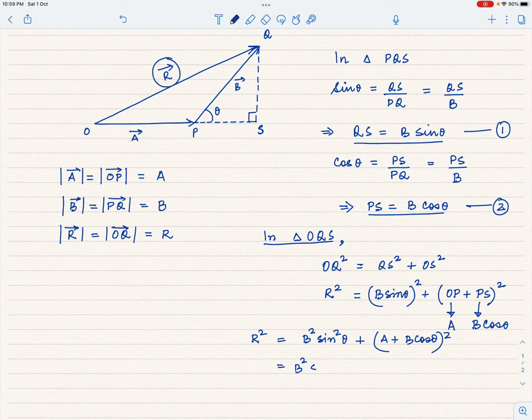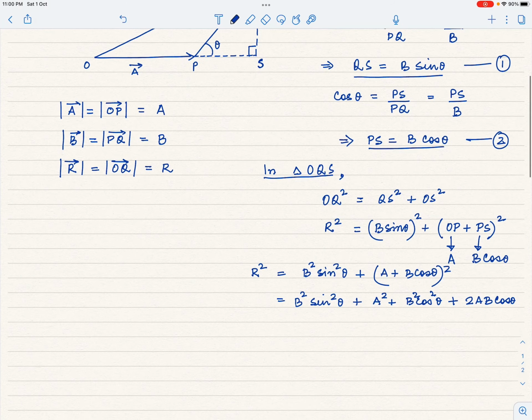This will become B squared sin squared theta plus, when we open this bracket we will get A squared plus B squared cos squared theta plus 2AB cos theta. Here we have used the formula A plus B whole squared is equal to A squared plus B squared plus 2AB. Now, if we look at these two terms, B squared sin squared theta plus B squared cos squared theta can be brought together. I will first write A squared here, and then we shall take B squared out of these two terms, where we will be left with sin squared theta plus cos squared theta inside the bracket plus 2AB cos theta.